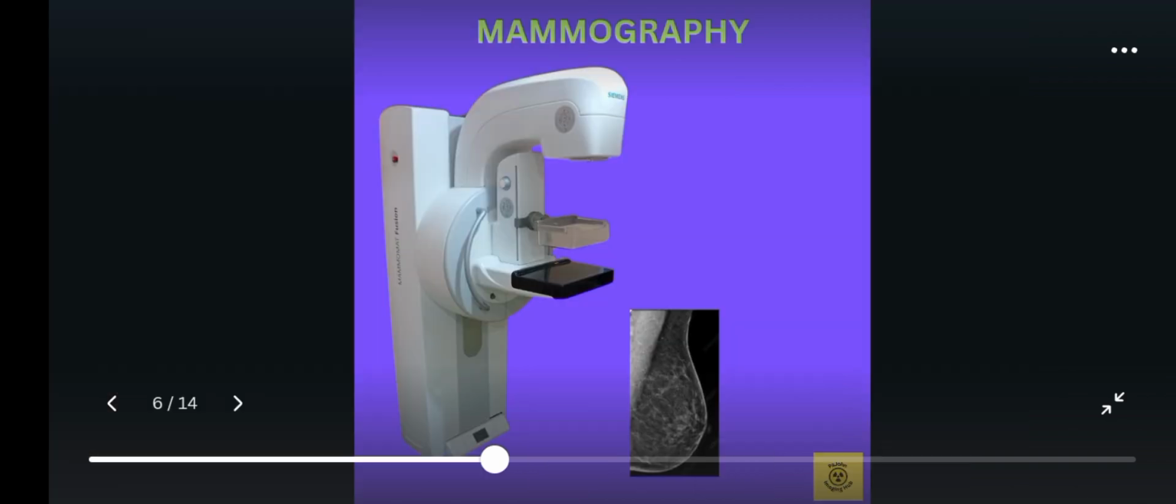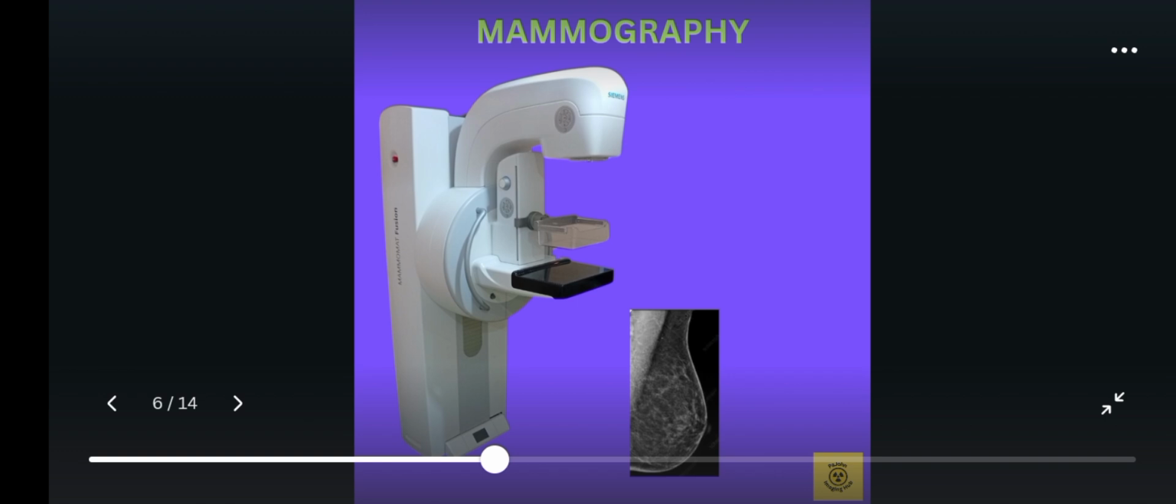Look at the next machine, which is the mammography machine. Now, this machine is specifically made for production of images of the breast. The women that have done a mammogram will know about this machine. It produces great details of the breast.